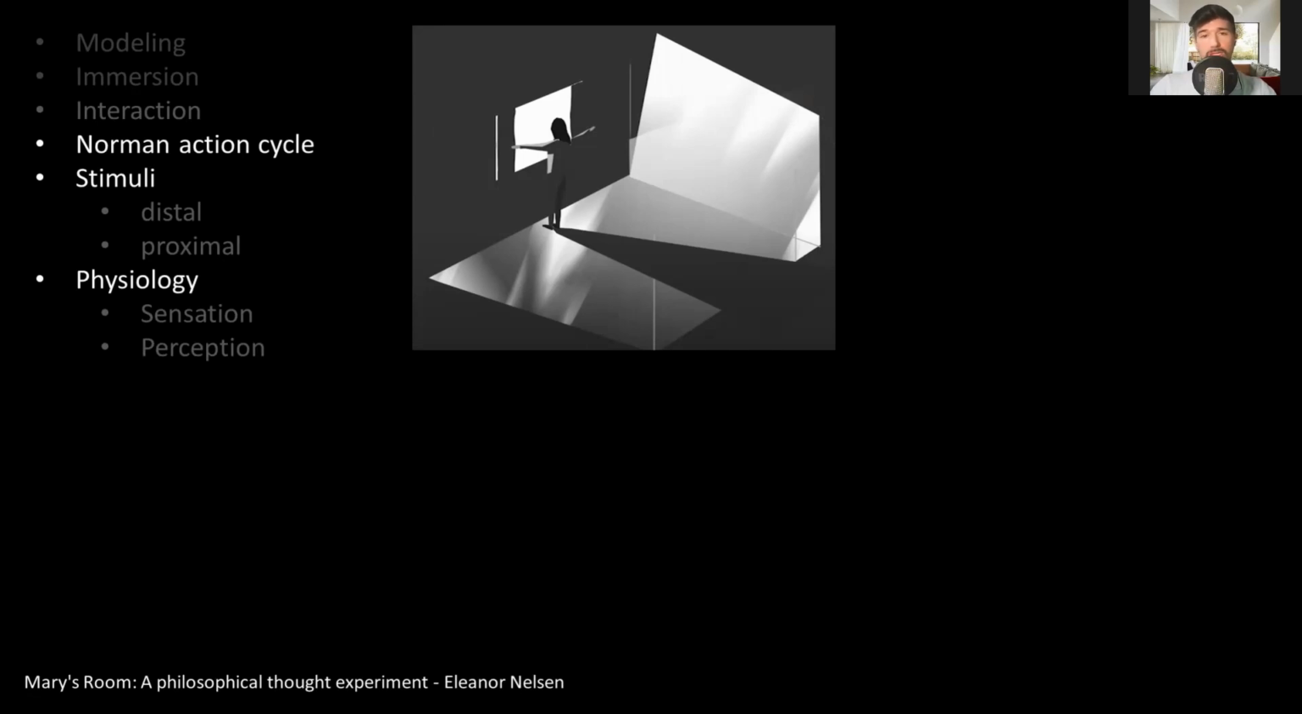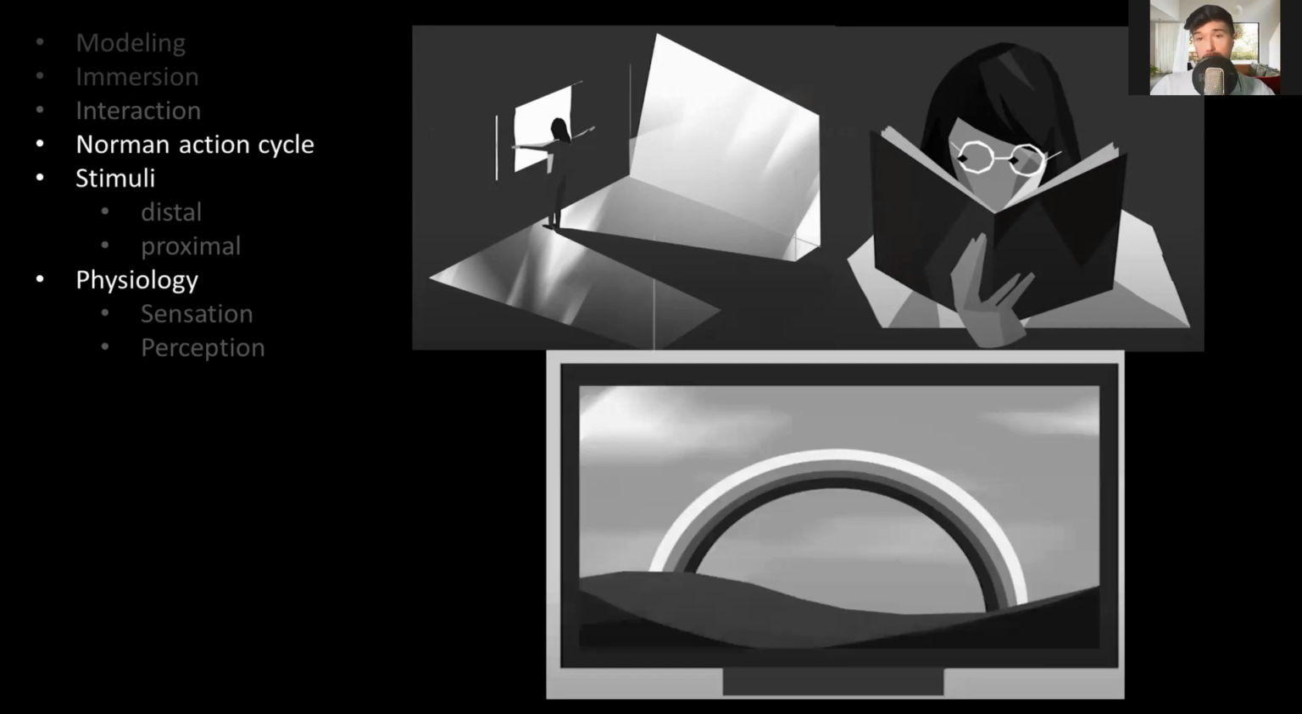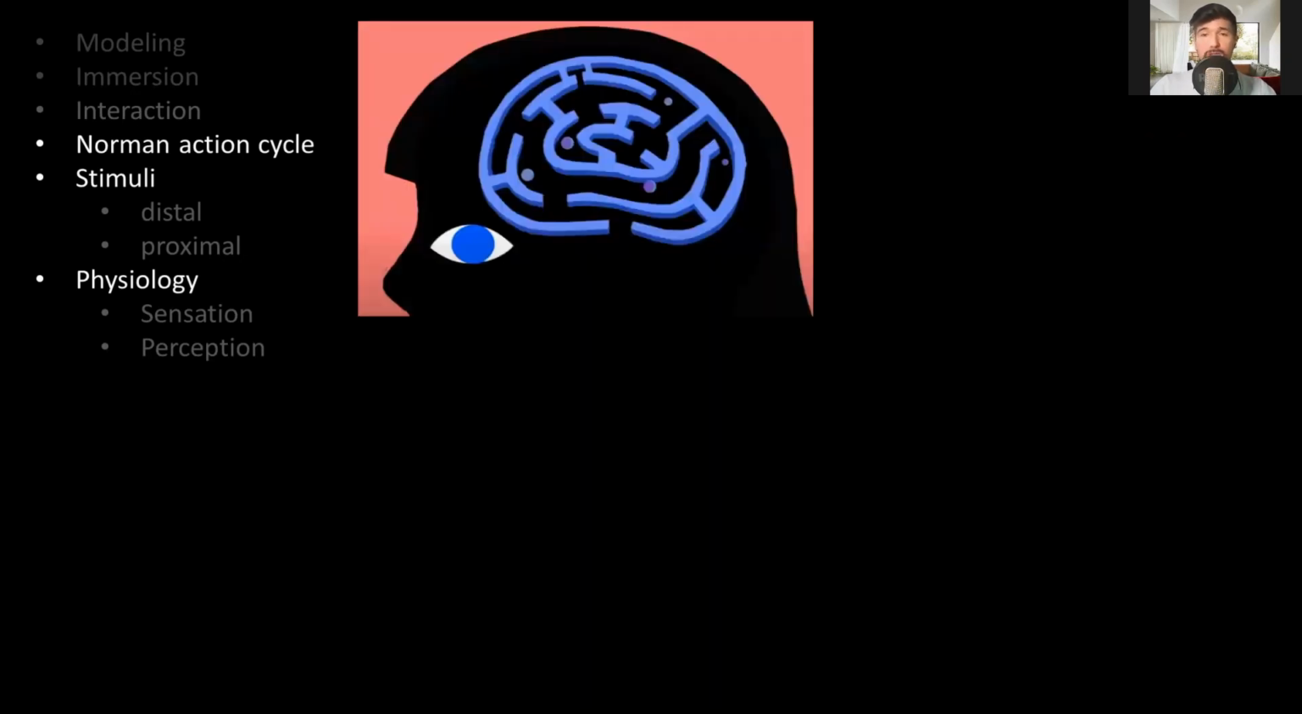So in this story, or in this example about qualia, we follow Mary, who is a neuroscientist and who lives in a black and white room, who reads black and white books, and whose computer only shows black and white images. So she understands every physical aspect of how we perceive color.